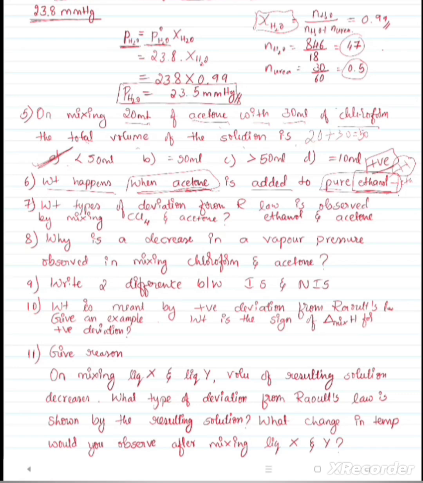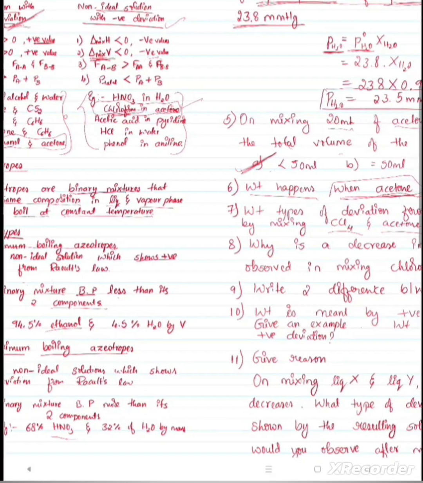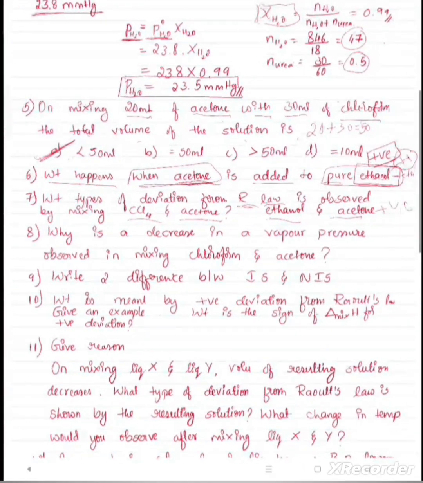Then the next question is, what type of deviation from Raoult's law is observed by mixing chloroform and acetone? Ethanol and acetone, before only we studied, that is positive deviation. So chloroform and acetone, you can check. Chloroform and acetone is an example for negative deviation. You can write negative deviation from Raoult's law is observed.